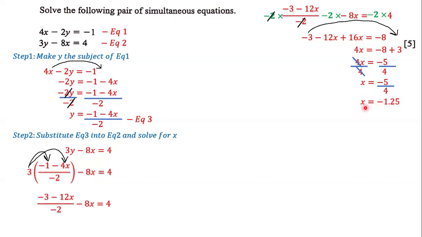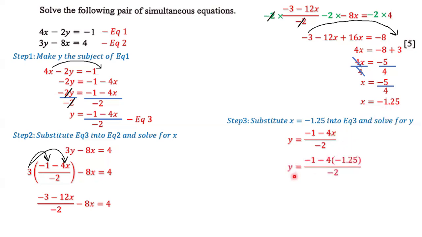Now we need to solve for y. So how are we going to figure out the value of y? Remember, we know what the value of x is. So we're going to take that value of x and substitute it into equation 3. Remember, this is equation 3, and then we're going to solve for y. And so we have that y is equal to negative 1 minus 4x all over negative 2. Here we have x, and x is equal to negative 1.25, so we're going to substitute that in.